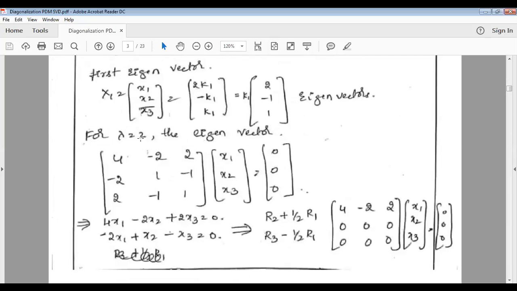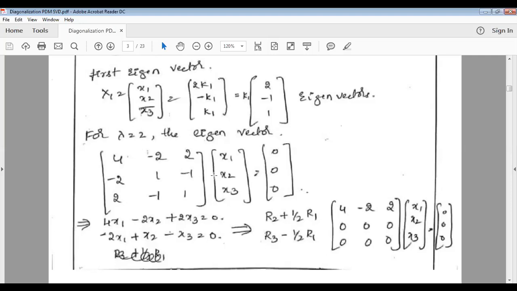Please keep in mind that there are two lambda equal to 2. Right? So let's see how we can solve it. First up, we substitute the values of lambda in that equation, A minus lambda I. So this will become A minus 2I. And once you do that, you get this matrix.